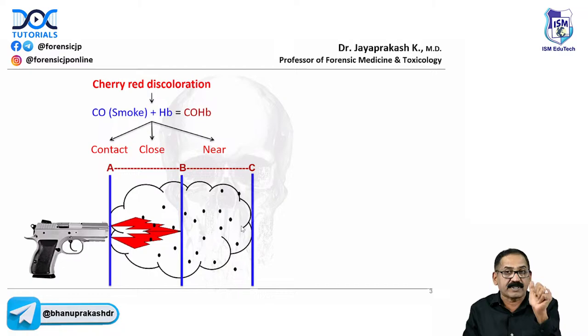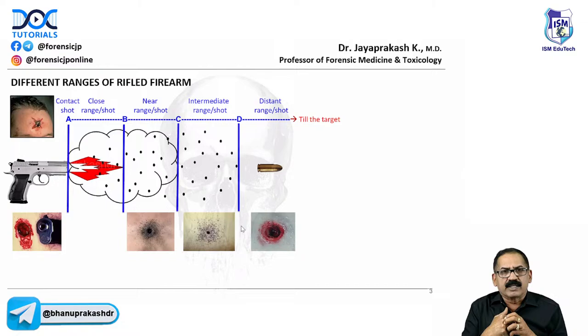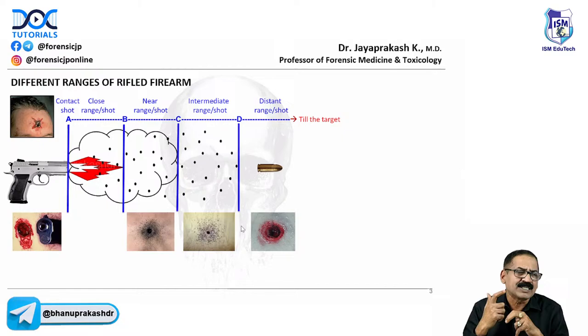Okay. Now, all together, I am showing you a picture. Distant shot, only wound of entry. Intermediate, wound of entry with tattooing. Then, near range, wound of entry, tattooing plus blackening. Close shot, I don't have image. I told you it is not possible. Tight contact, muscle impression. And on the bony areas, usually you can see stellate wound. I hope all of you understood the wound ballistics.